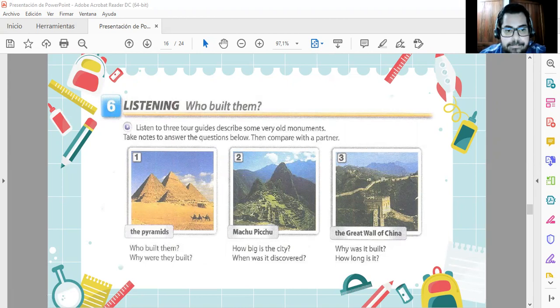Page 74, exercise 6, listening. Listen to 3 tour guides describe some very old places. Take notes to answer the questions below. Then compare with a partner. Okay, let's take a look. 1. The pyramids. Who built them? Why were they built? Number 1.